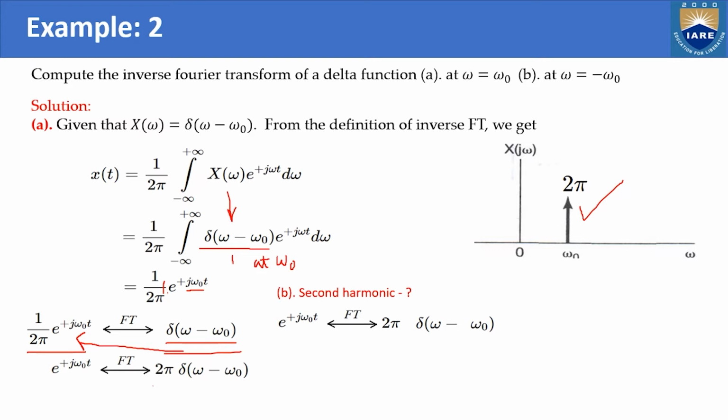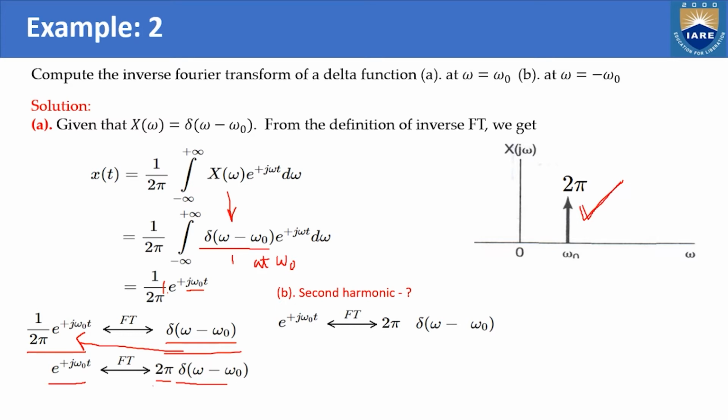Okay, so you take this 2 pi to the other side, and the complex sinusoidal signal, and 2 pi times, that means a delta function at omega equal to omega naught whose amplitude is equal to 2 pi. So both form the Fourier transform pair. Okay, in the pictorial representation you can see this. You have this pictorial representation here.